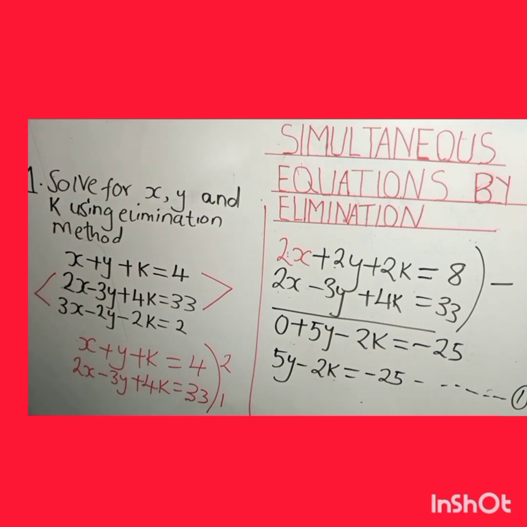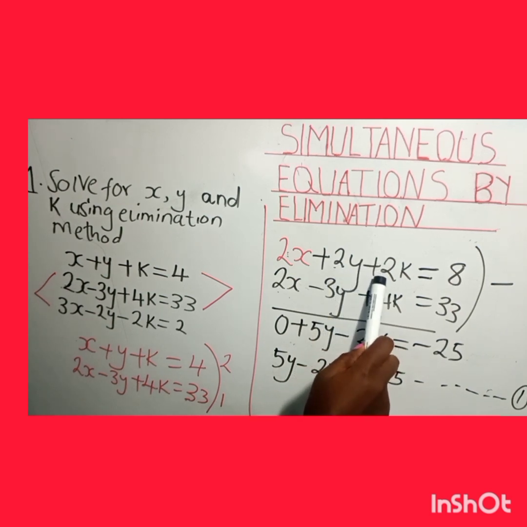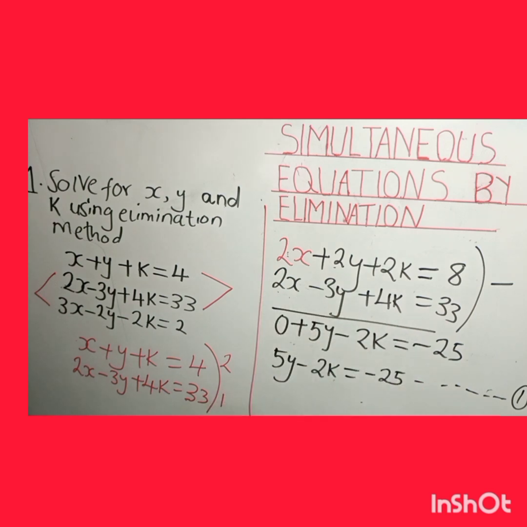For us to eliminate x, the coefficients of x must be the same. If they are not the same, then to make them the same, I'm going to multiply the upper equation by 2, and the lower one by 1. When I multiply, I'll have 2 times x is 2x, 2 times y is 2y, then plus 2k is equal to 8. Then I have the other equation here.